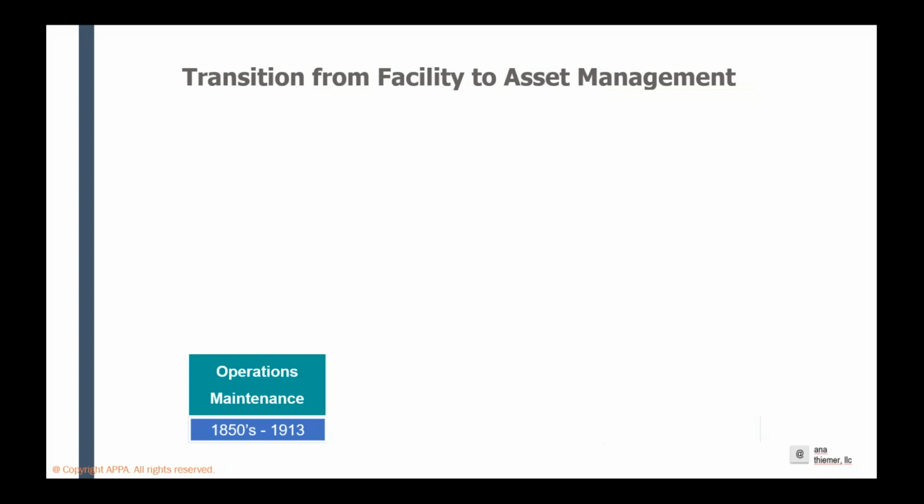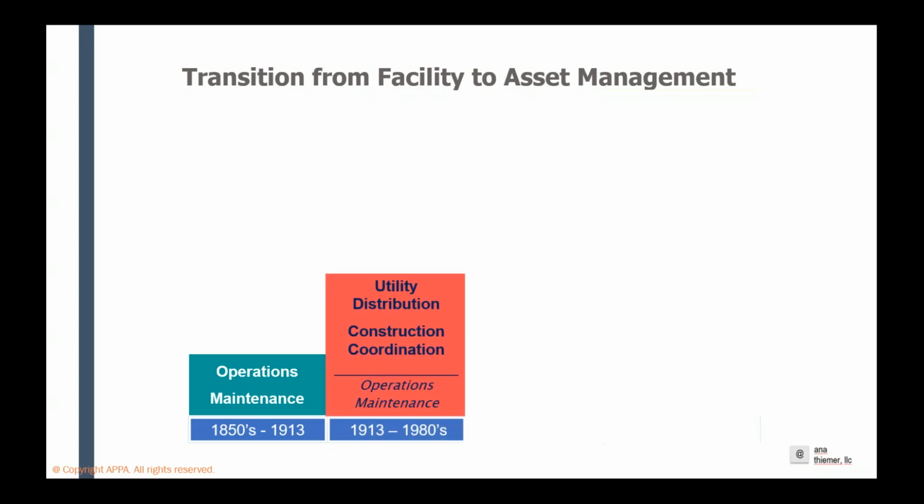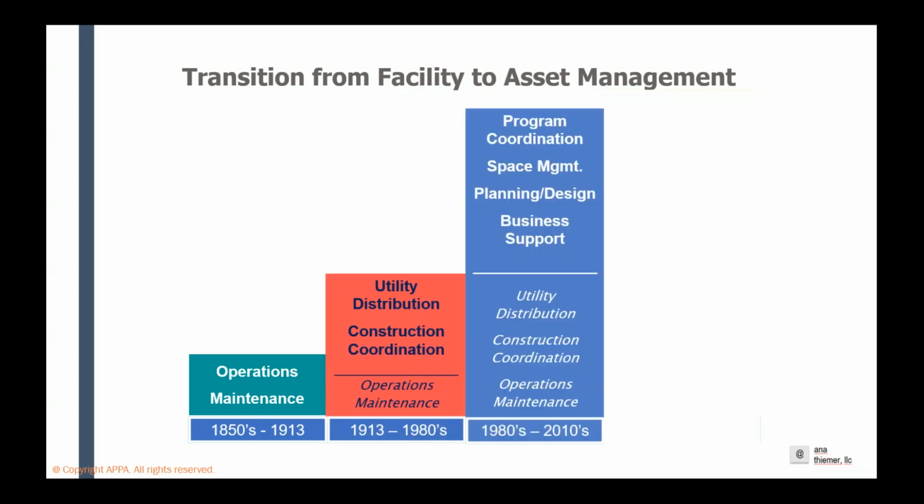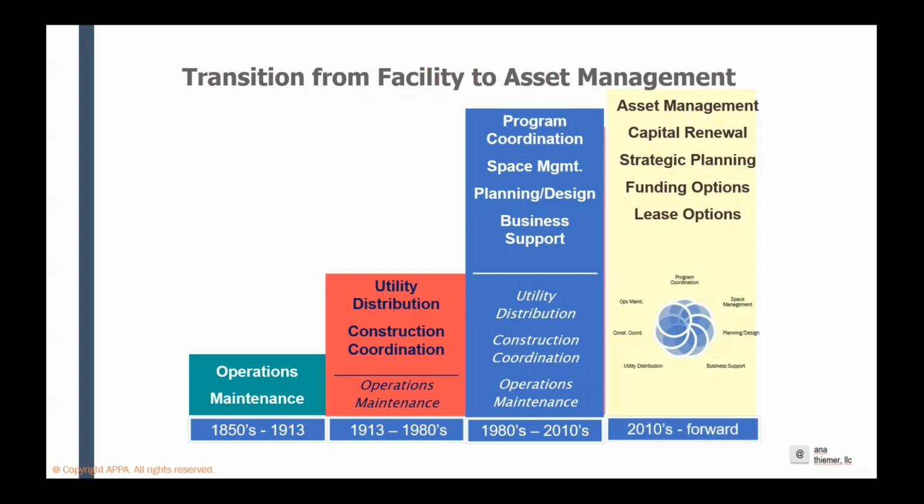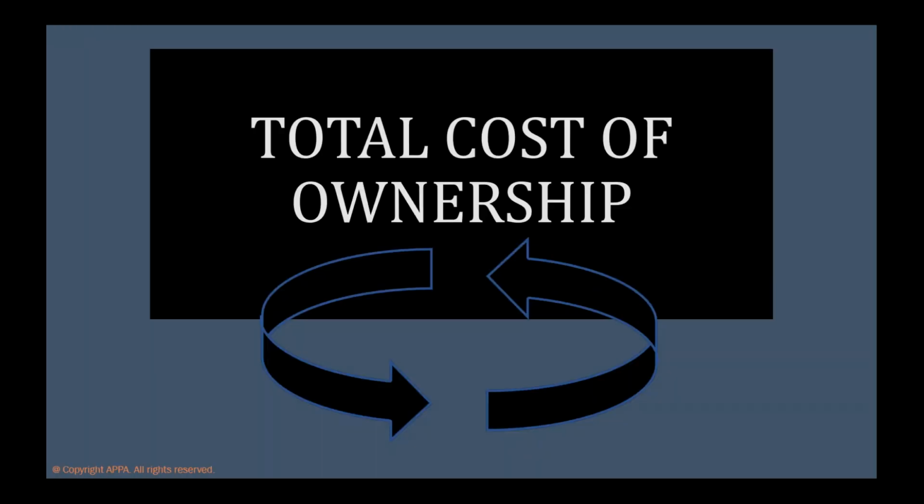So to get started, let's look at where our profession has gone: from just facilities operations and maintenance back in the very beginning, to adding in utility distribution and construction coordination, then up until the 80s adding in program coordination, space management, planning and design. Today we have additional duties, looking at strategic planning and funding options. We have so many things we're trying to juggle. Total cost of ownership becomes a key element in answering those tough questions.